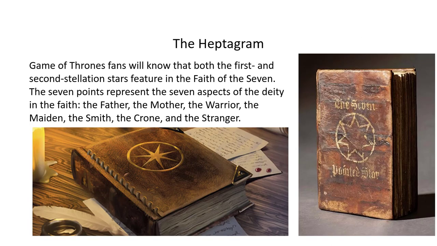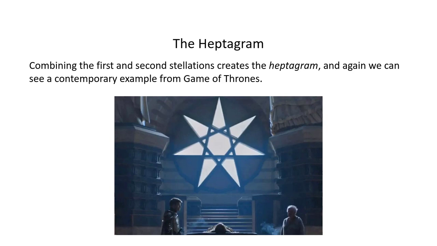Game of Thrones fans will know that both the first and second stellation stars feature in the Faith of the Seven. The 7 points represent 7 aspects of the deity in the faith: father, mother, warrior, maiden, smith, crone, and stranger. If we combine the first and second stellations, this creates what's called the heptagram.